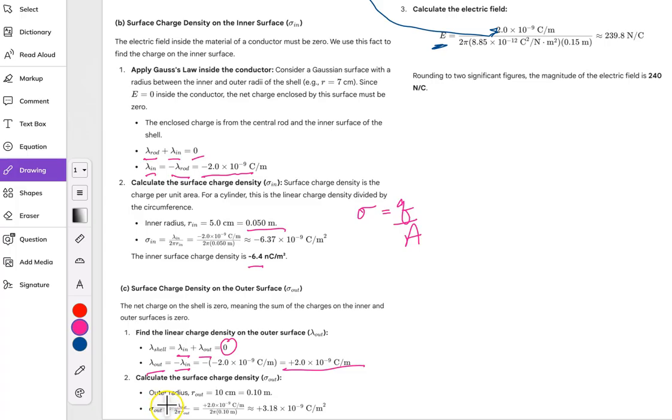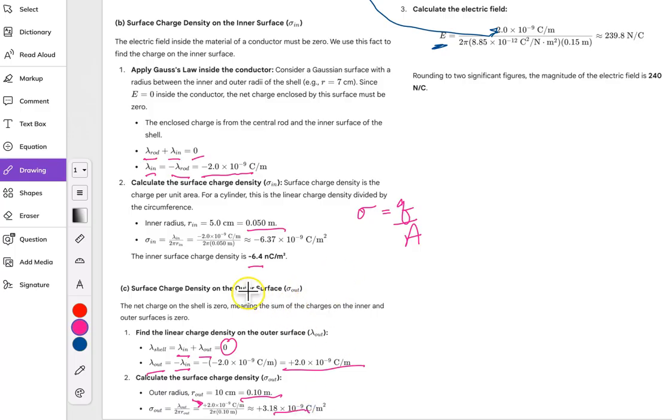Now we're going to say that the radius is 0.1. We're going to do the same thing we did before, but now we're going to use the positive value since it's the outside: linear density over 2 pi r out, and we get this value.